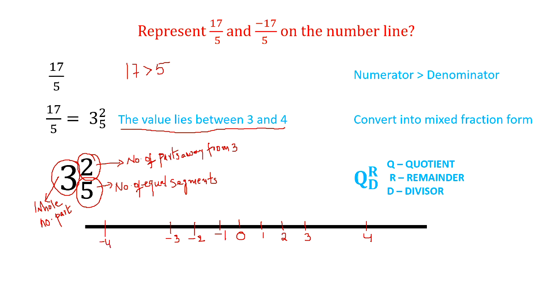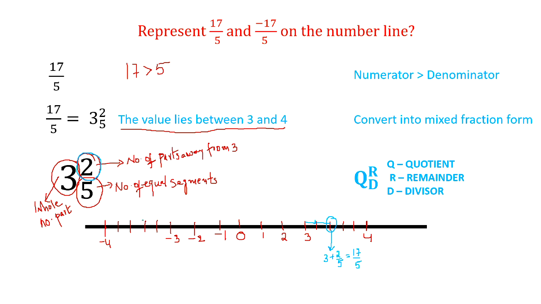Now this 5 represents the number of equal segments. So let us divide between 3 and 4 into 5 parts: 1, 2, 3, 4, and this is our 5th part. In the same way on the left hand side, 1, 2, 3, 4, and 5. This 2 represents the number of parts away from 3. So from here, away from 3, 1, 2. So this is our 2 by 5, that is 3 plus 2 by 5, which equals 17 by 5, because you know that 5 into 3 plus 2 is 17 by 5.